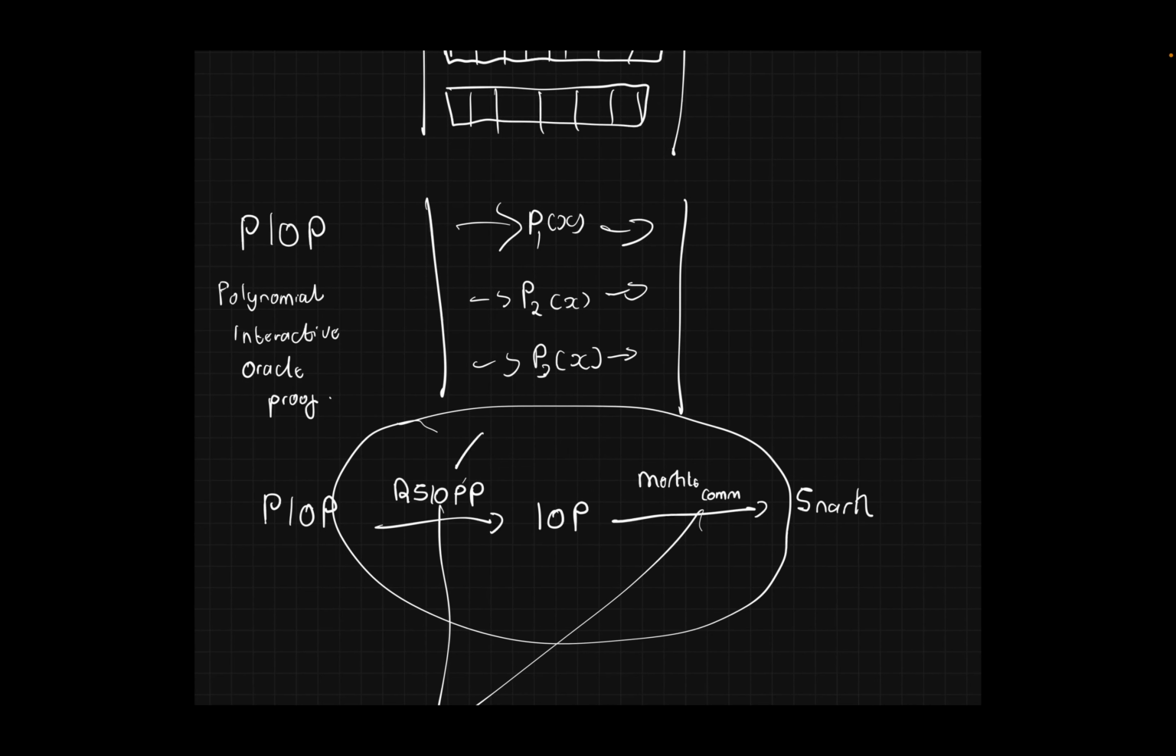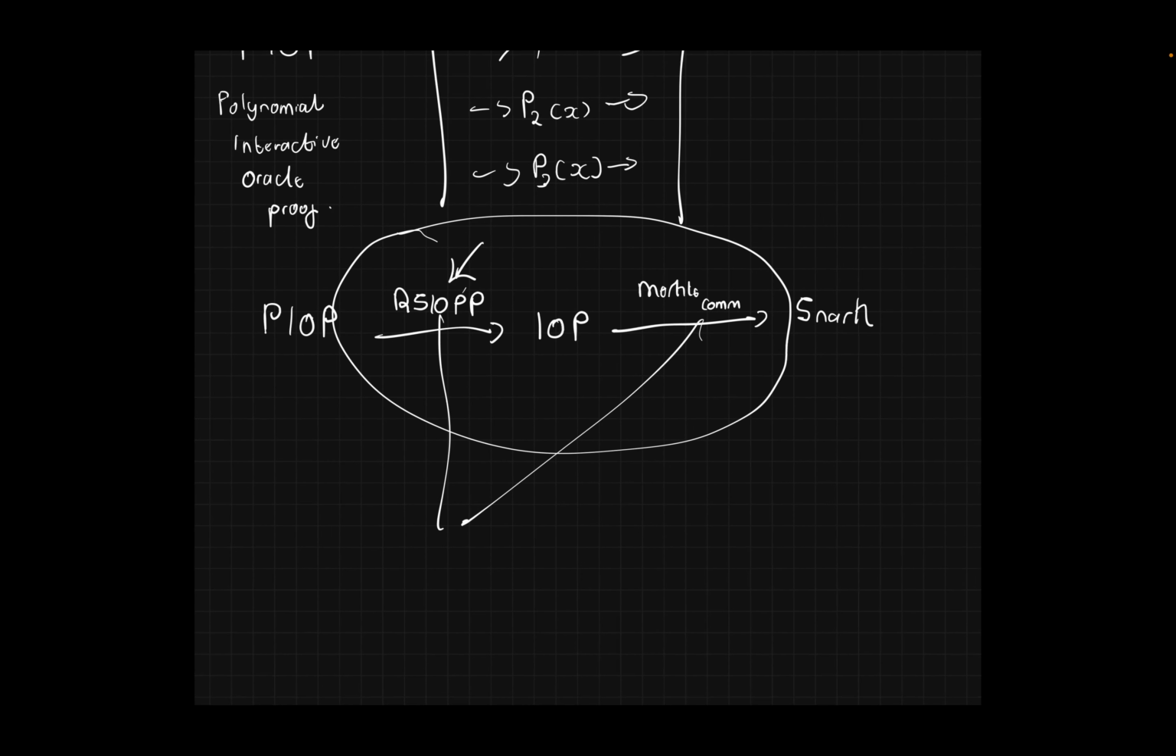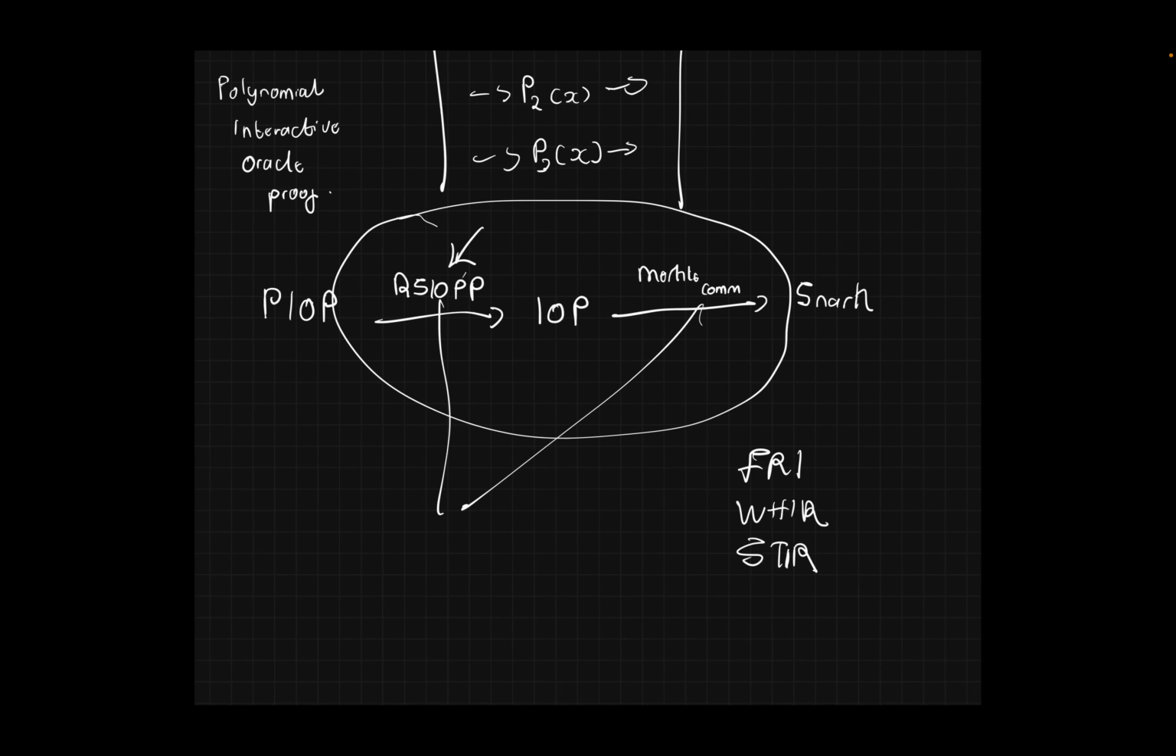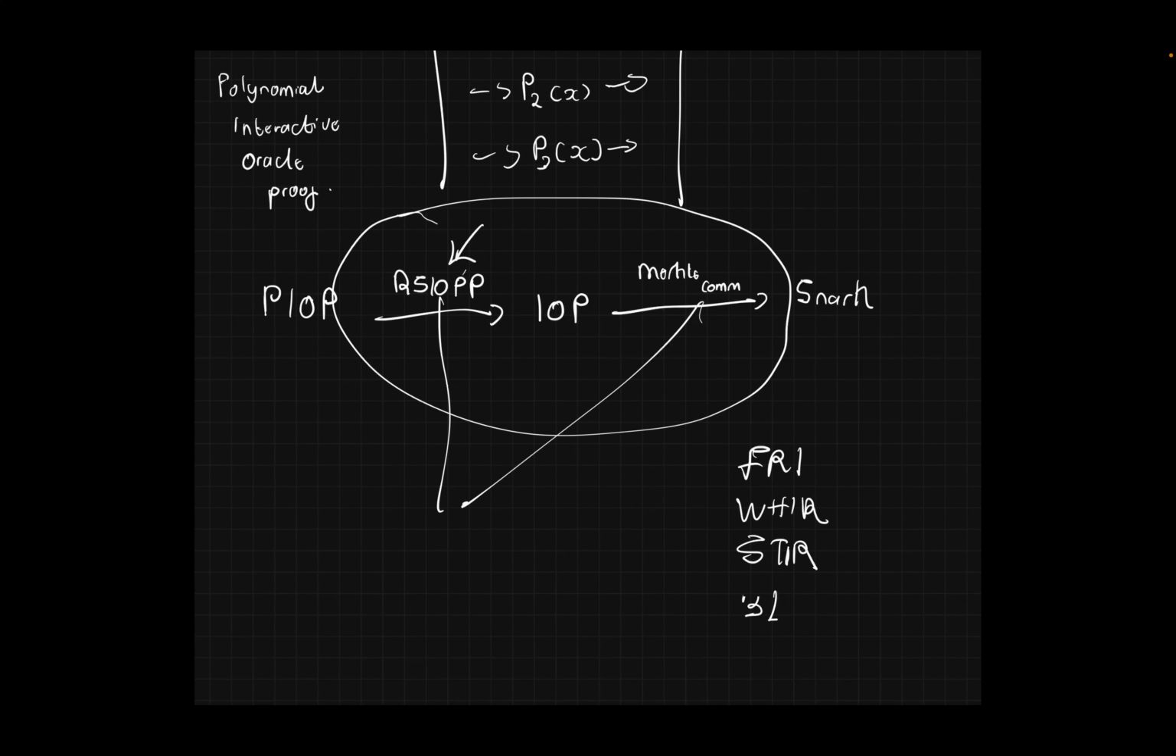Research now: people are finding better ways than FRI to do the RS IOPP. So there's FRI, there's STIR, there's WHIR, there's Blaze. Some of them don't even use Reed-Solomon anymore. So sorry, this space is not RS IOPP, this space is IOPP. RS IOPP is just for Reed-Solomon, but you could use another code scheme that is not Reed-Solomon.